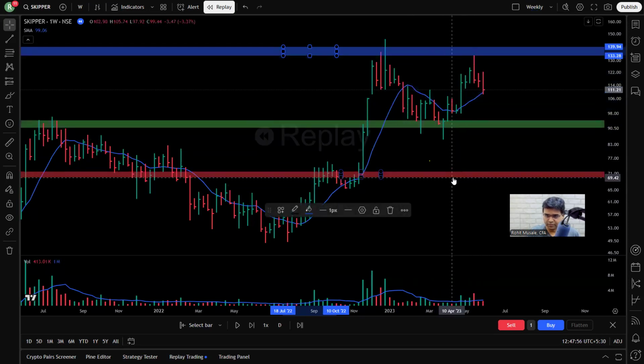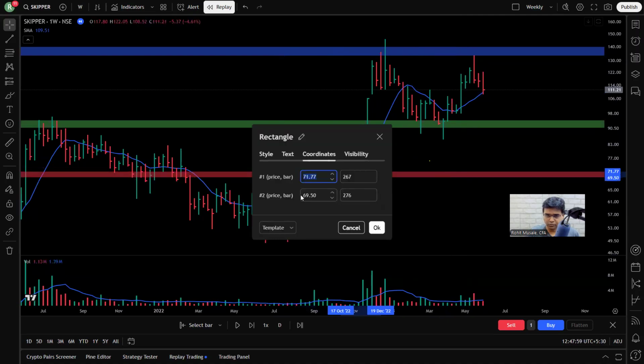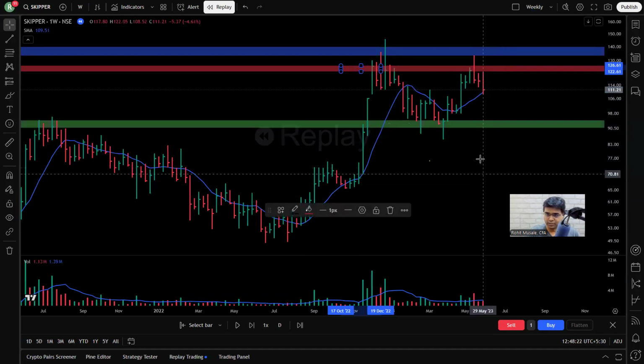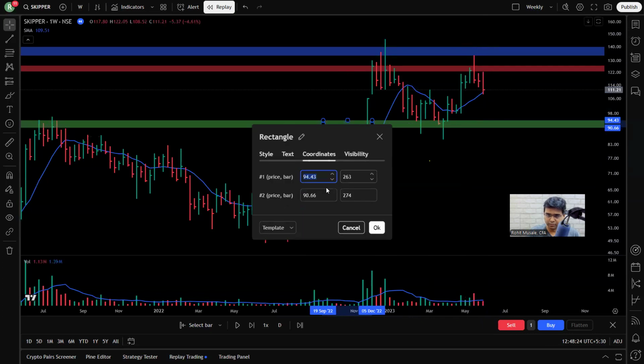Then we'll adjust the stop loss range. So 133.28 multiplied by 0.92, 122.61. Okay. Then 133.28 multiplied by 0.95, that is 126.61. Stop loss range adjusted.